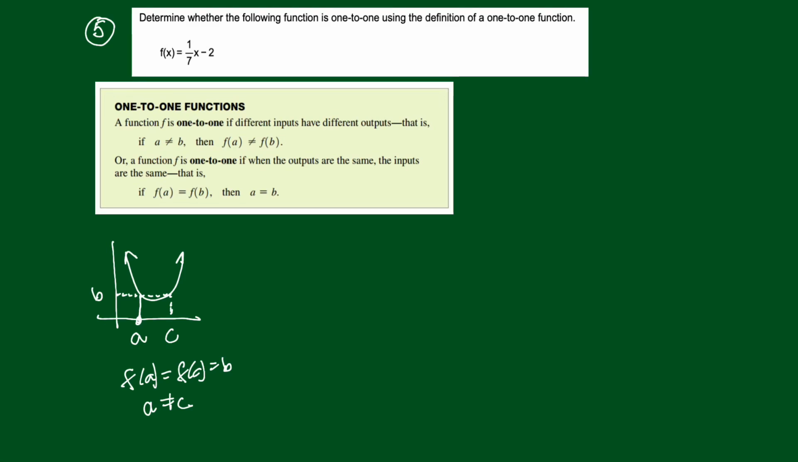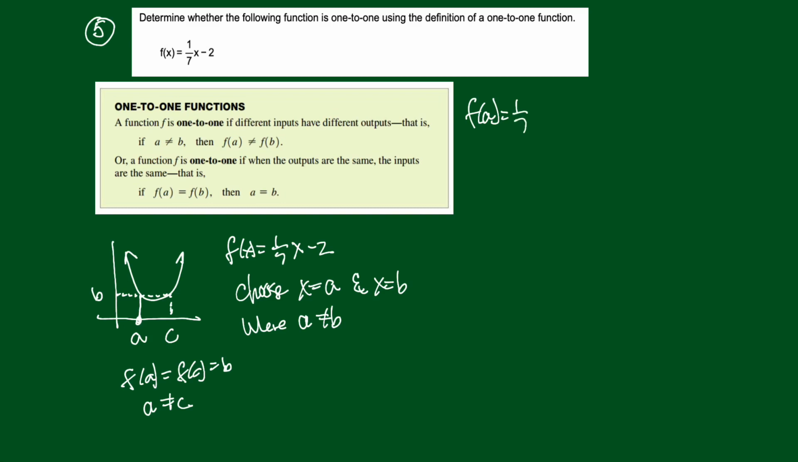So here's how I'm going to prove this. I've got this function here, f of x equals 1/7 x minus 2. So choose an x equals a and an x equals b, where a is not equal to b. Just two different values for x. So first of all, I'll do it up here on the top right. What is f of a? f of a is going to be 1/7 a minus 2. What is f of b? f of b is going to be 1/7 b minus 2.